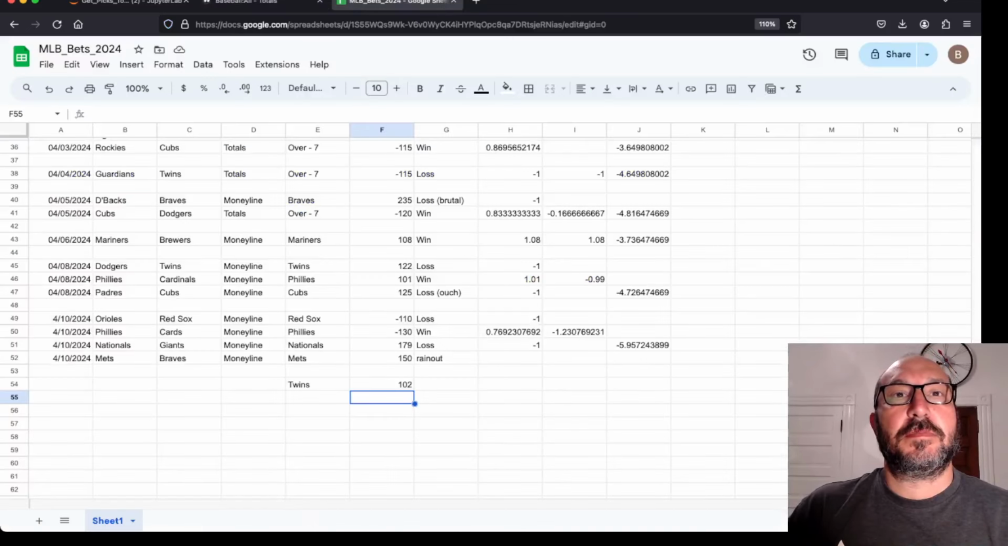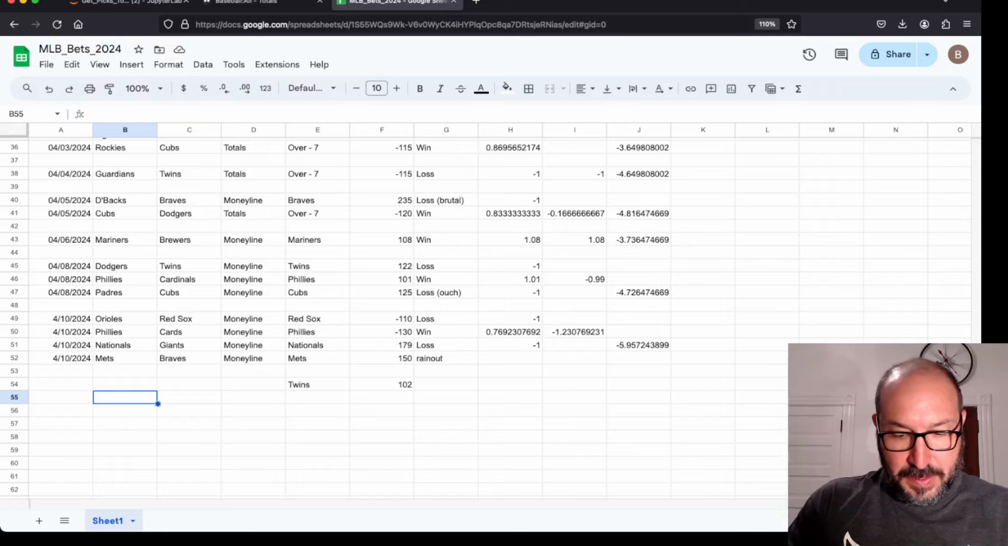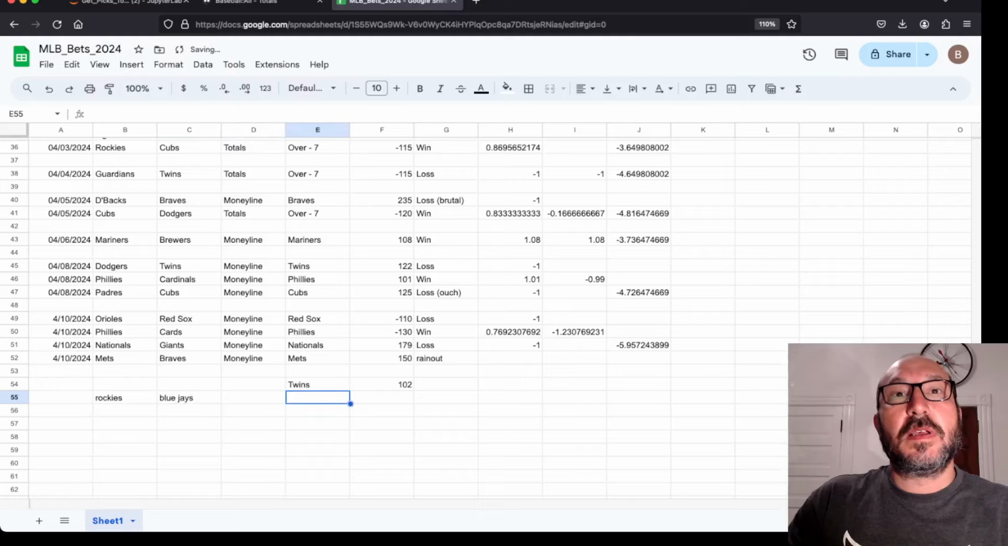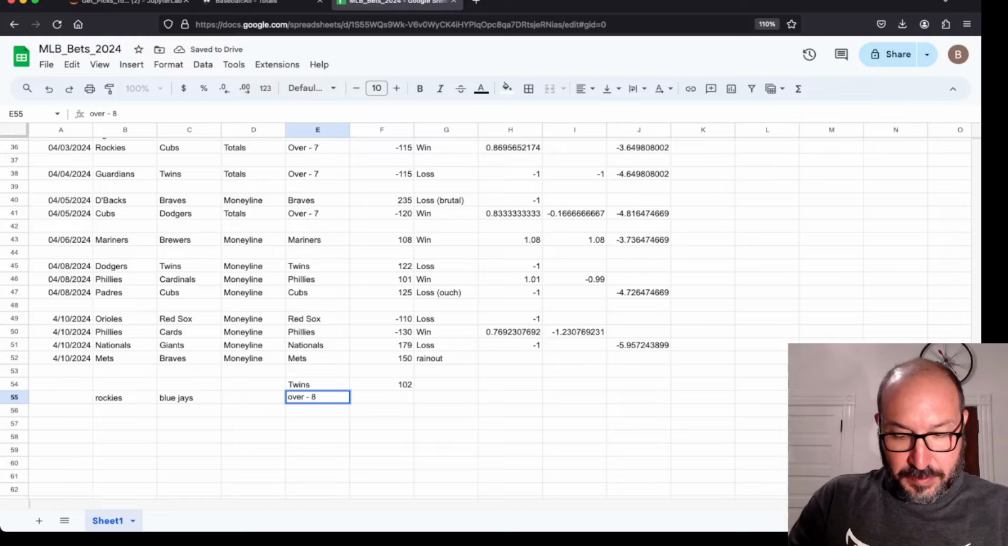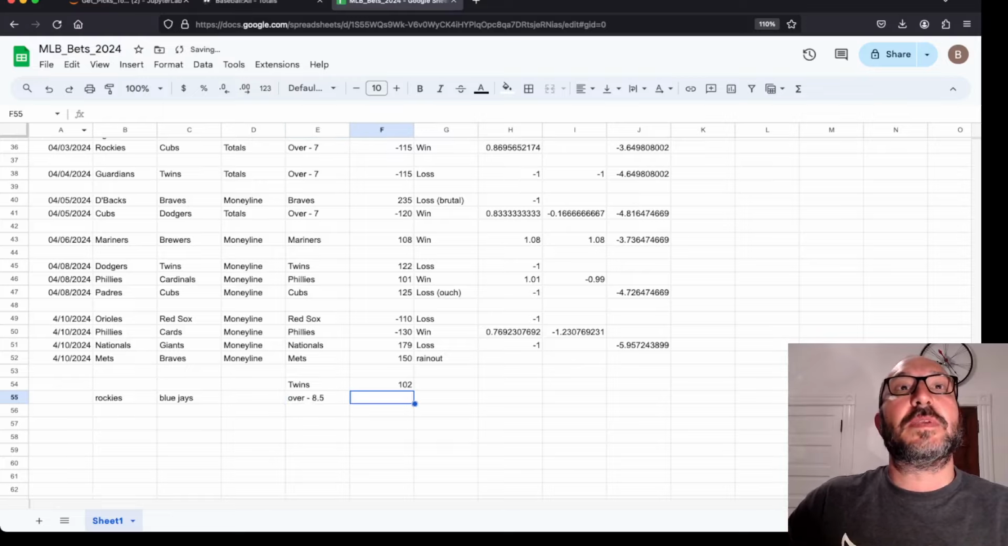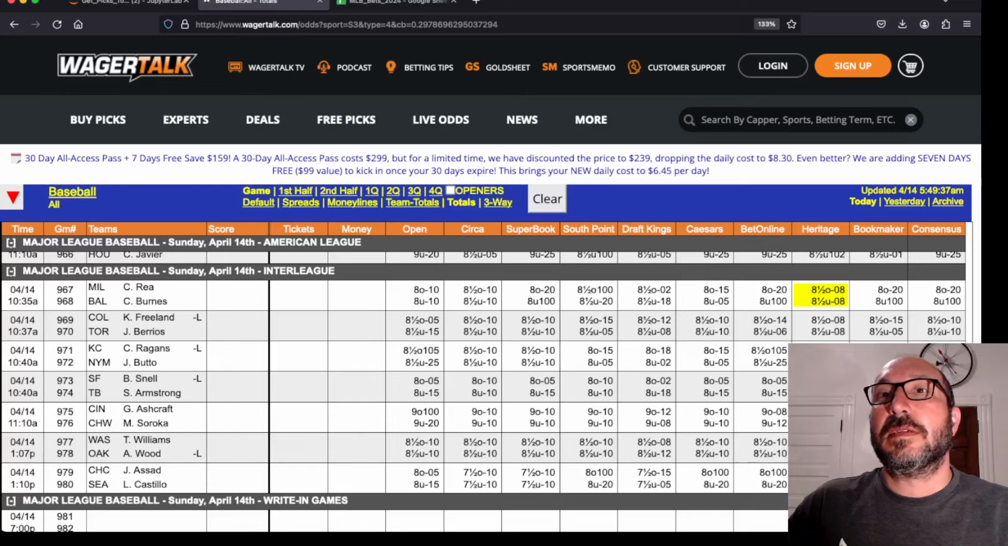So let's put it in quick, Rockies Blue Jays. Over 8.5, and we got it at minus 108.